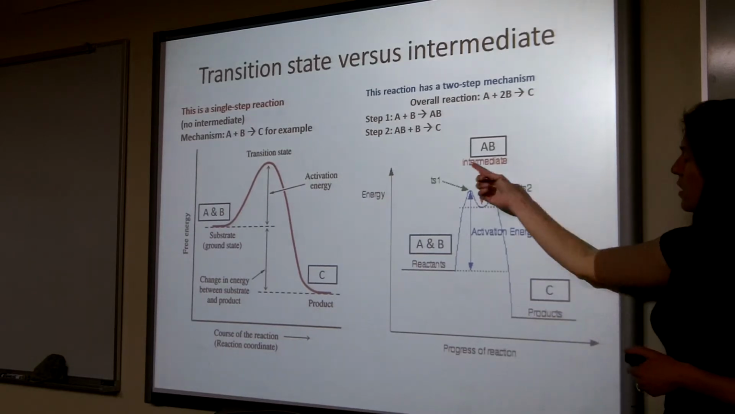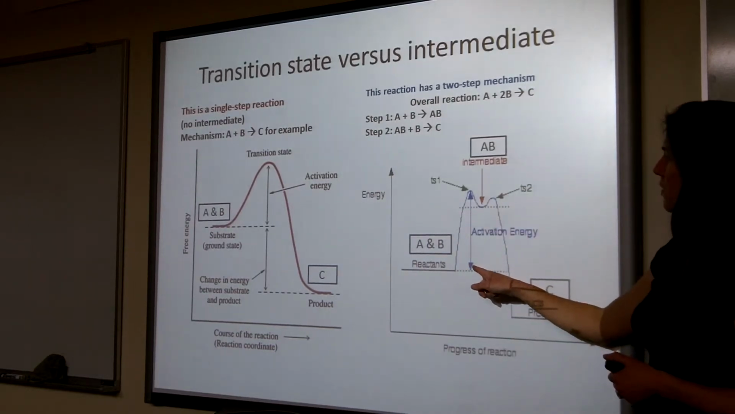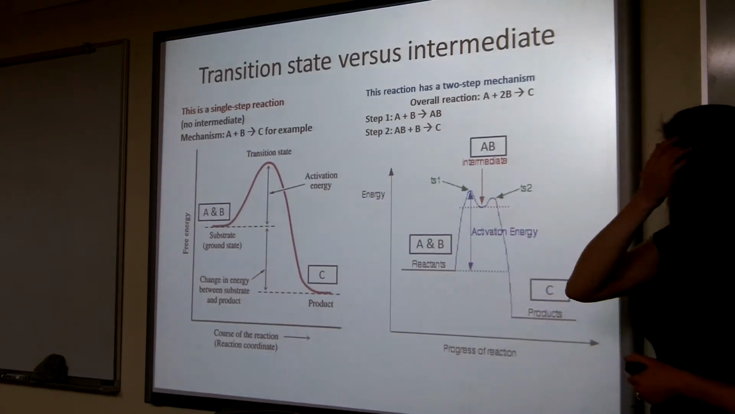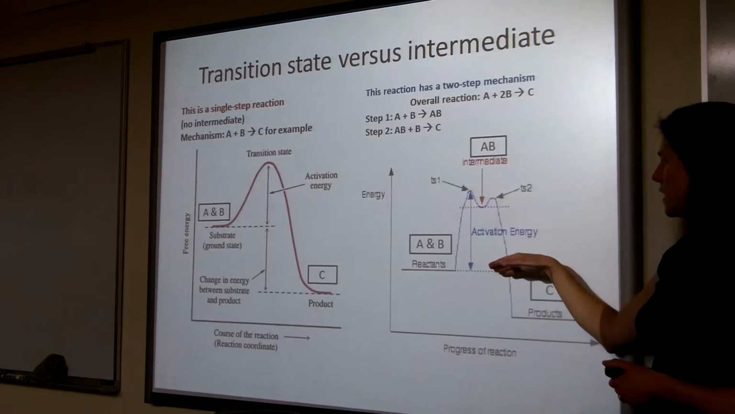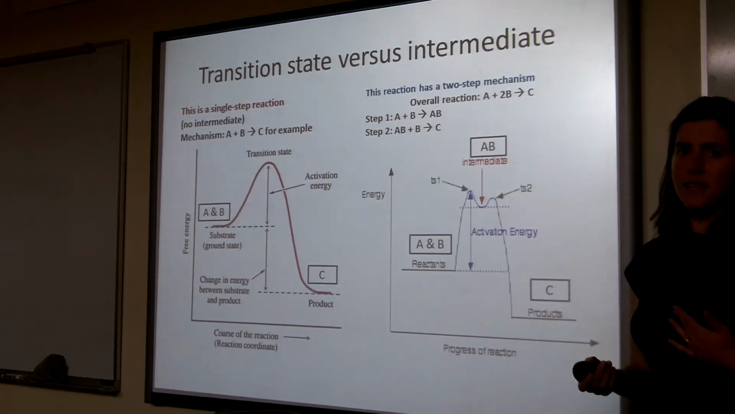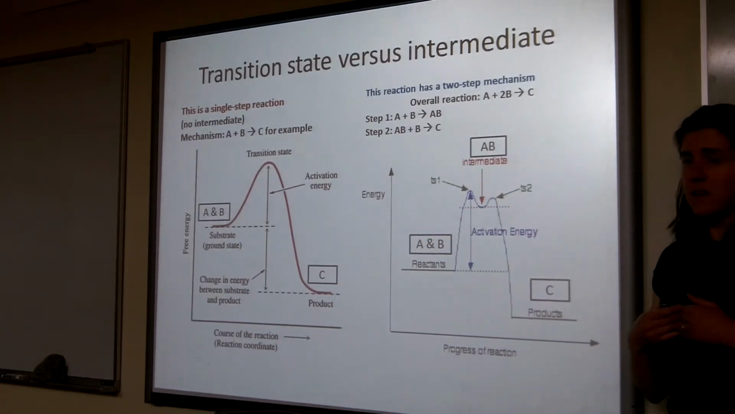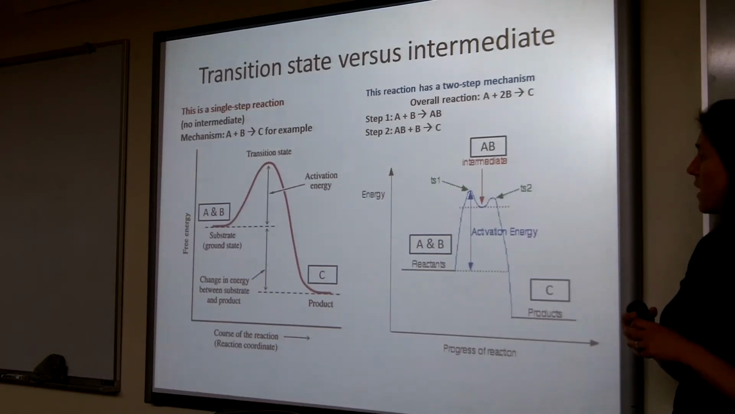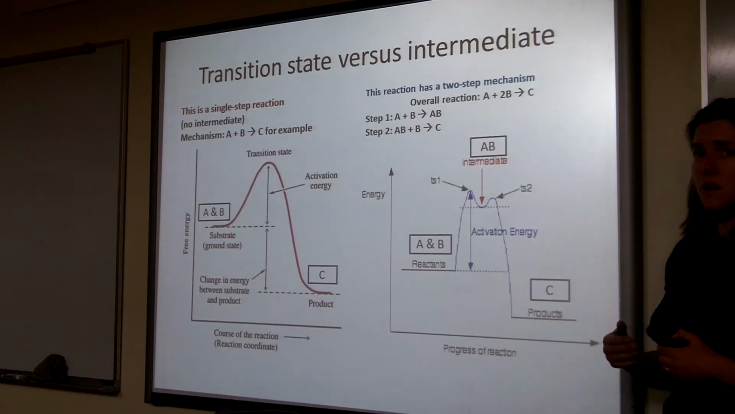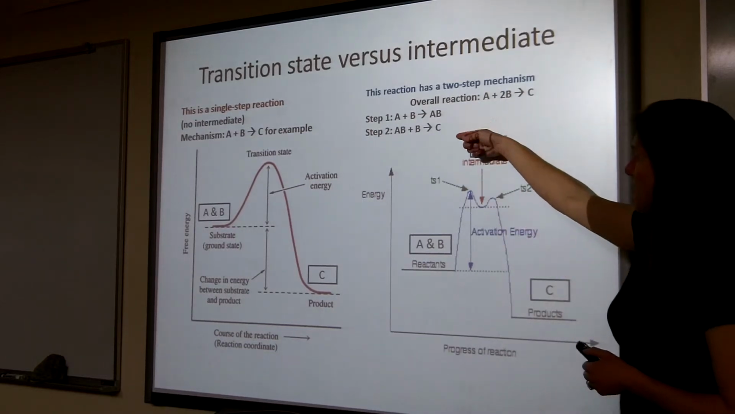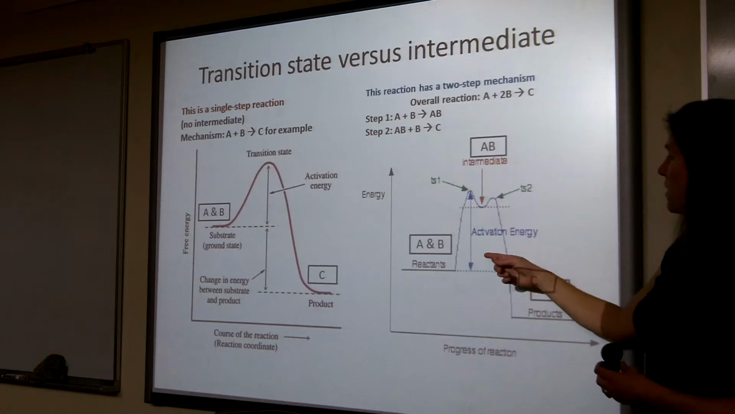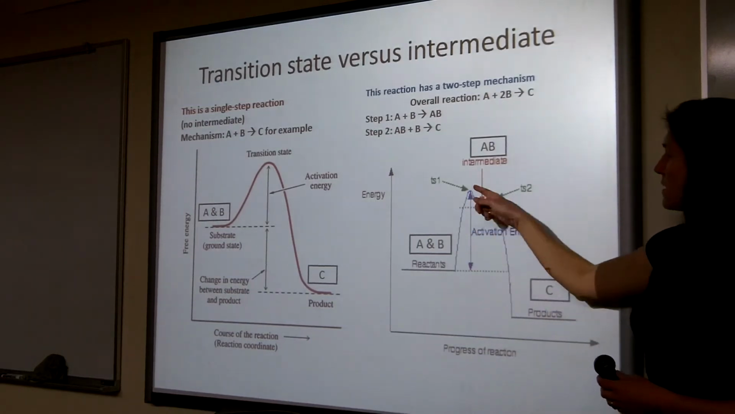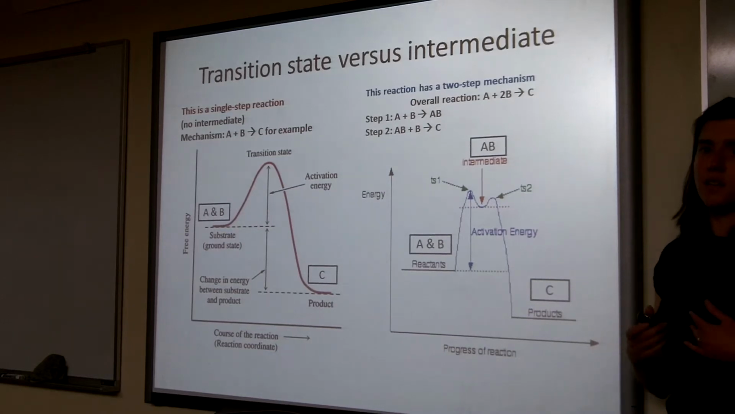Another thing to point out with this curve is that the first step has a much higher activation energy than the second step. And the higher the activation energy, the less likely you are to have an effective collision with enough energy to react. So reactions with higher activation energies will occur slower. So if you're looking at this two-step reaction mechanism, this first step is going to occur slower than the second step, because it has a much higher activation energy.